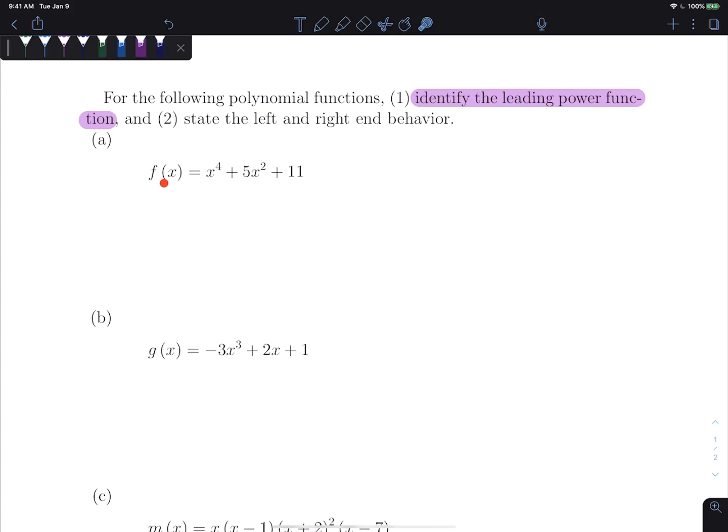For A here, we have f of x equals x to the fourth plus 5x squared plus 11. This is actually very nice, because the leading power function is the leading term if it's written in descending order like this. So the leading power function, which I'm going to label as LPF, is y equals x to the fourth power. What this tells me is that as x gets really large, the function is basically going to become this, either to the left or to the right.